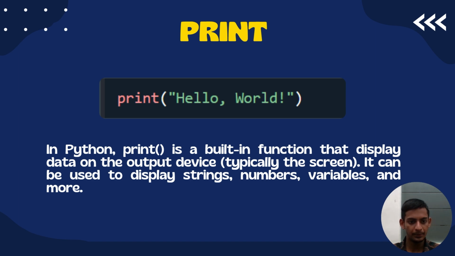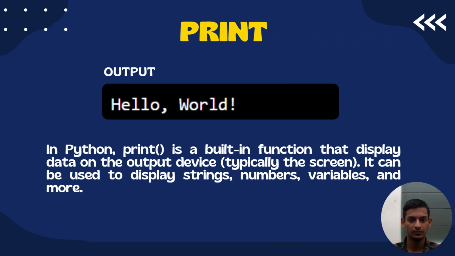And now we will see print. In Python, print is a built-in function that displays data on the output device, typically the screen. It can be used to display strings, numbers, variables, and more. And last we will see output. For output, in Python, print is a built-in function that displays output on devices, typically the screen. It can be used to display strings, numbers, variables, and more.